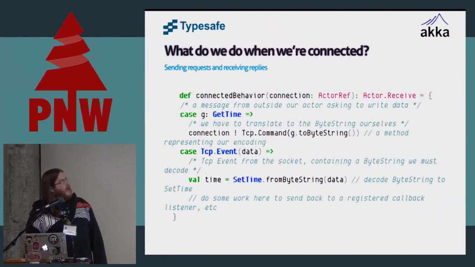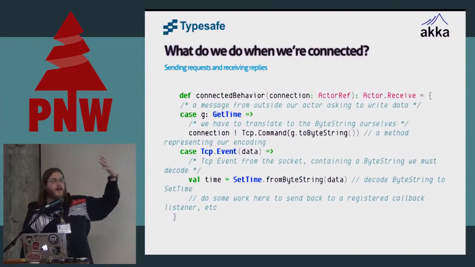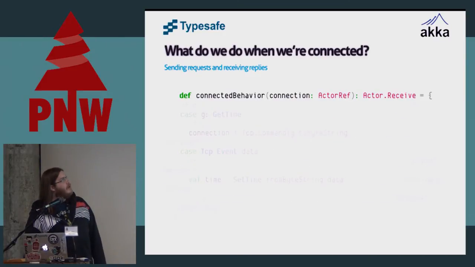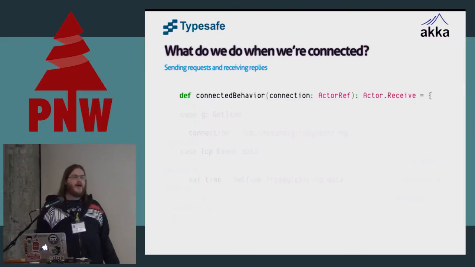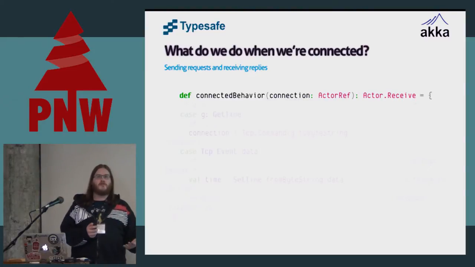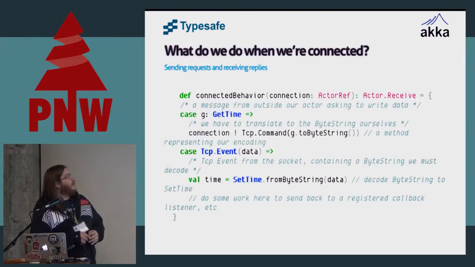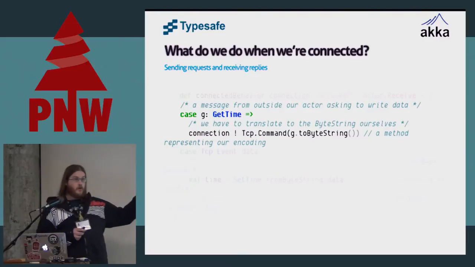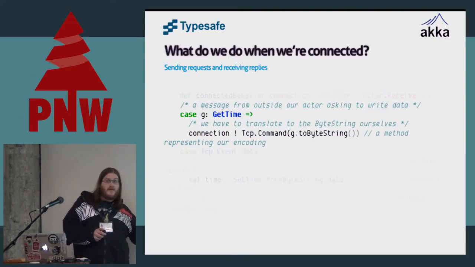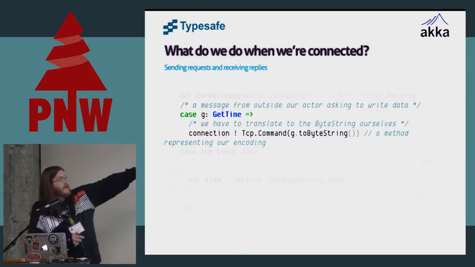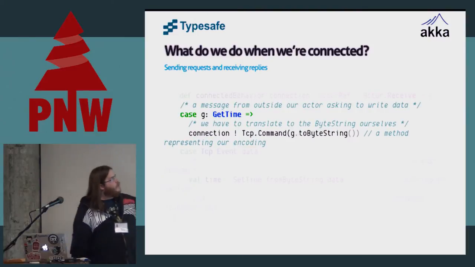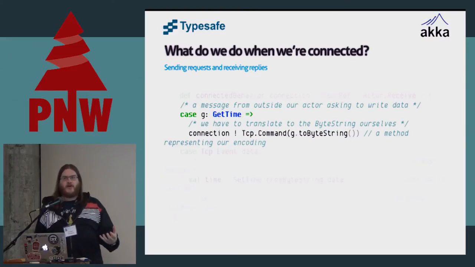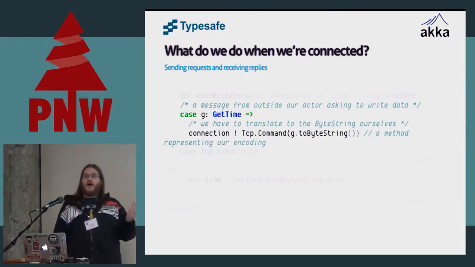Now our connected behavior takes an argument of an ActorRef, because that's a remote actor that handles this stuff. And it's a receive loop again. It's an actor behavior that we simply changed over to using become. So any message from outside our actor, maybe from you, whoever's got an instance of our actor internally, says I want to get the time for the remote server. They send our GetTime message in. And we send to the connection an instance of Tcp.Write. That's a wrapper that tells the TCP driver you want to send this ByteString.